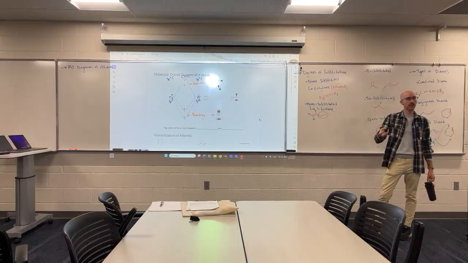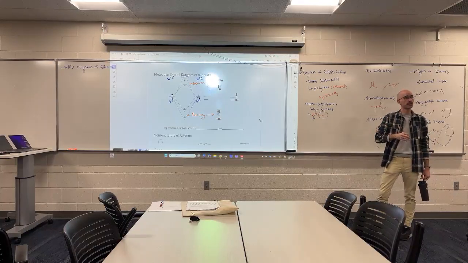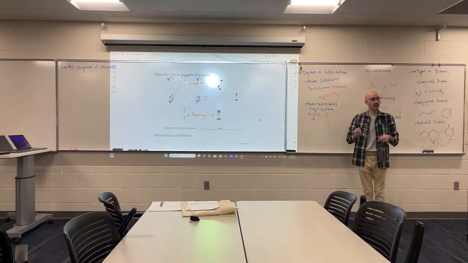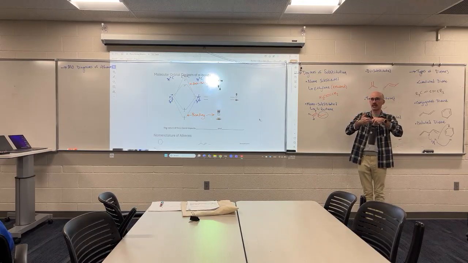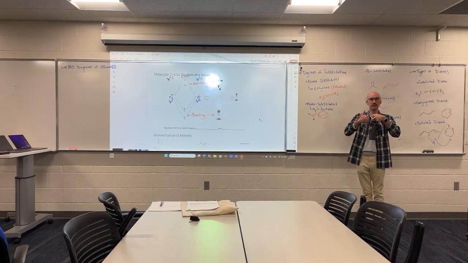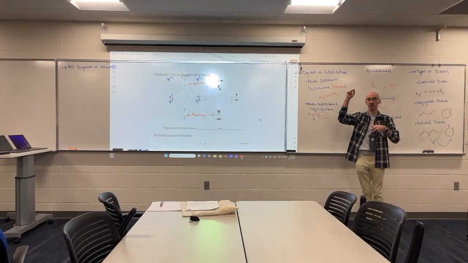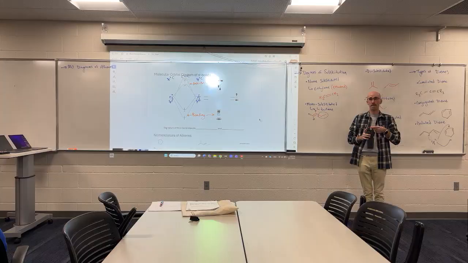If electrons occupy a bonding orbital, the electrons are more stable than they would have been apart. It's what glues those atoms together in the bond. If electrons occupy the anti-bonding orbital, it destabilizes the electrons, breaks the bond.